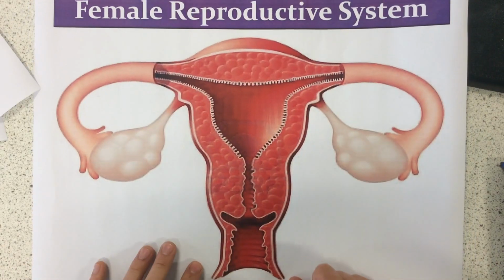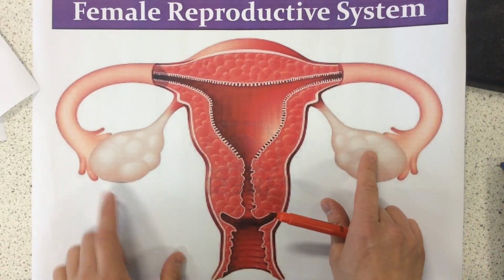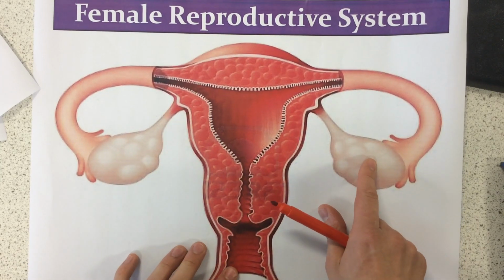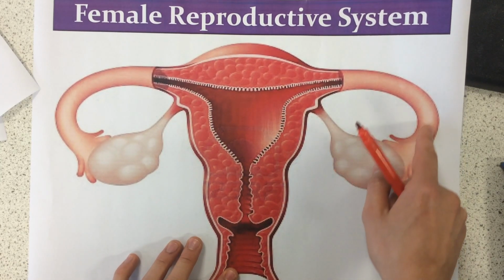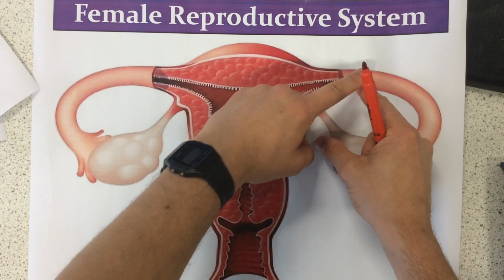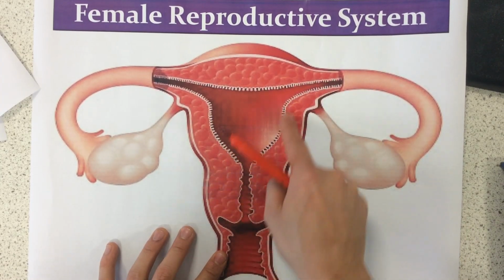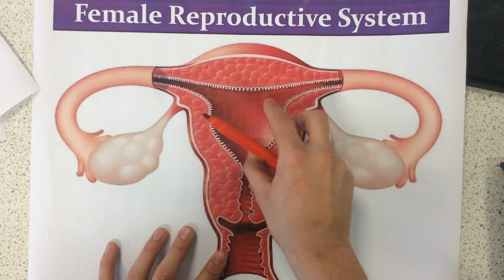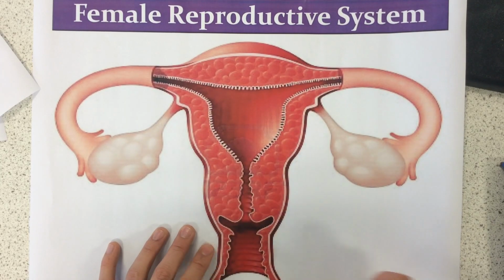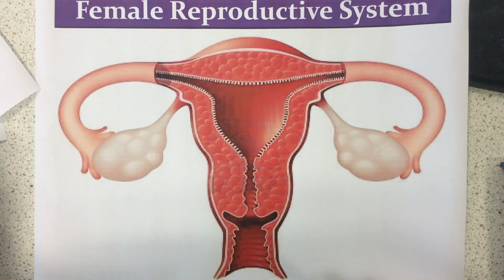So we're just going to start with a quick recap. Here's the female reproductive system. Egg cells are released from these structures here called the ovaries. The egg cell travels down the oviduct, and if it gets fertilized here in the oviduct, it will implant in the wall of the uterus, and this is where the fetus will grow and develop. Another word for the uterus is the womb.